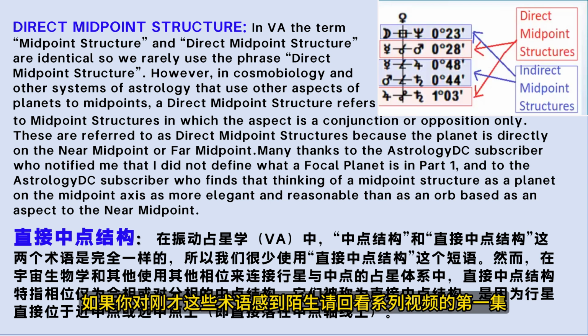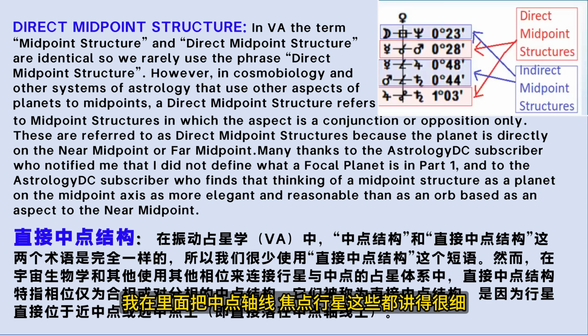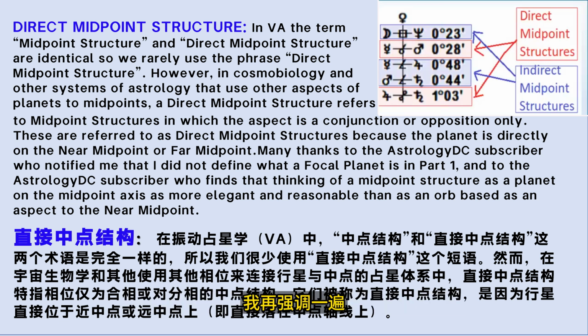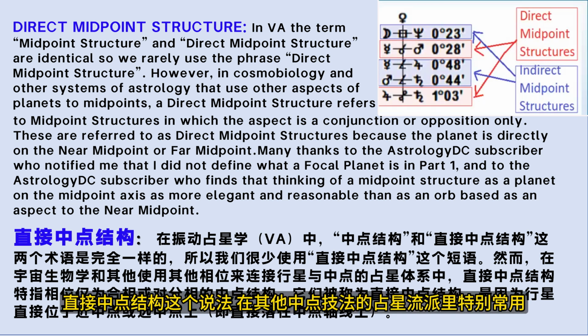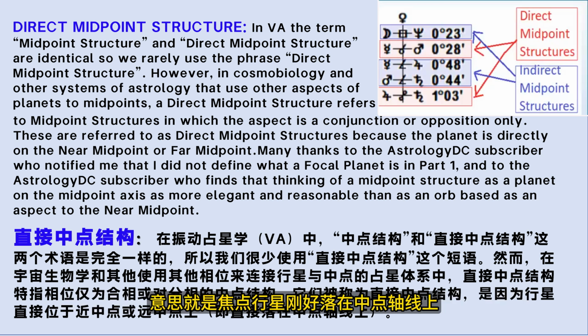Okay, if you didn't follow the terminology I just stated, go back and watch part 1 in this series, because I explain what midpoint axis is, etc. And focal planet. But now you know those terms, so I can use them. Let me say that again. A direct midpoint structure, that term, it's used a lot in other systems of astrology that rely on midpoints, means that the focal planet is directly on the midpoint axis.